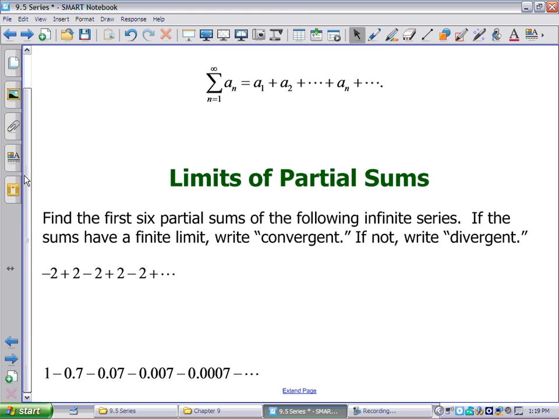So limits of partial sums. Here it says find the first 6 partial sums of the following infinite series. And then if the sums have a finite limit, meaning if it goes to just one number, it's getting closer and closer to one number, we're going to write that it's convergent. And if not, if it's not going to just one number, then it's divergent, meaning it does not have a limit.